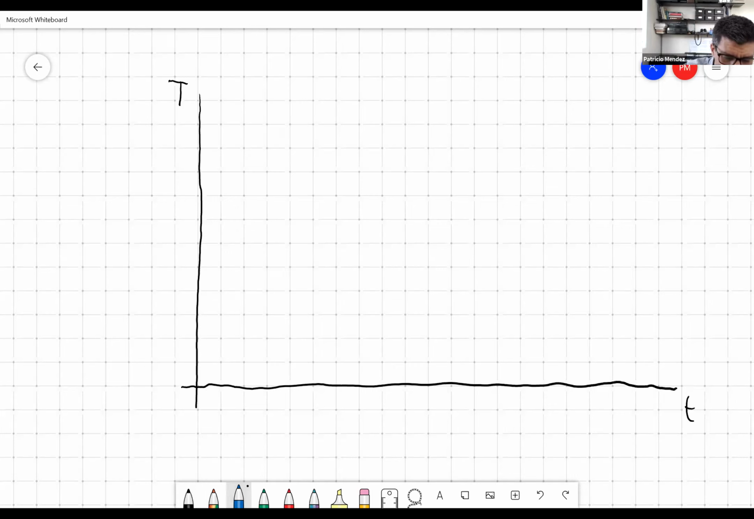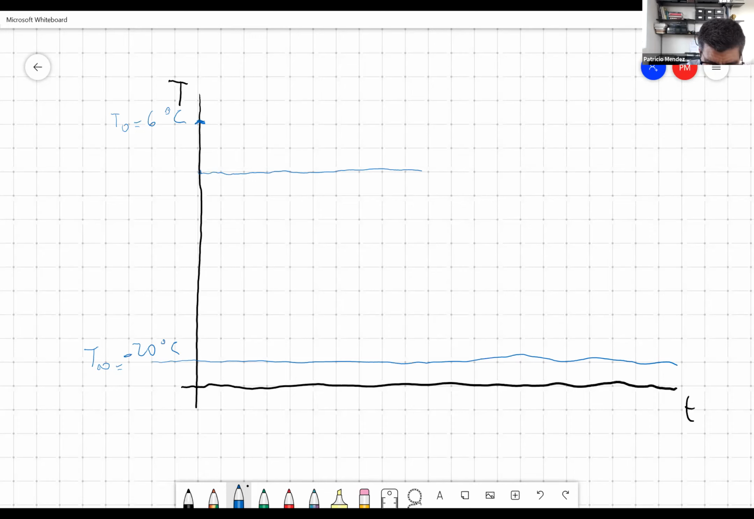We know that the droplet started at a starting temperature of 6 degrees C. We know that the outer temperature was T infinity equals minus 20 degrees C. We know those things. We also know we're going to have a phase change at 0 degrees C.